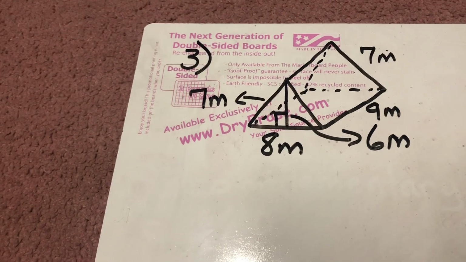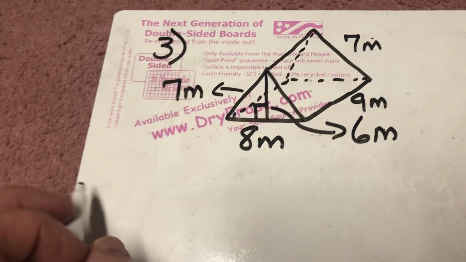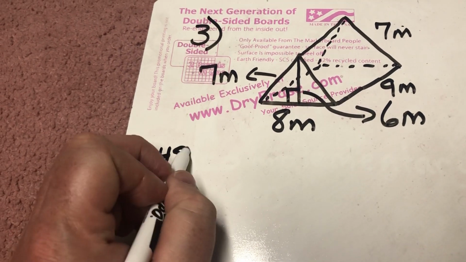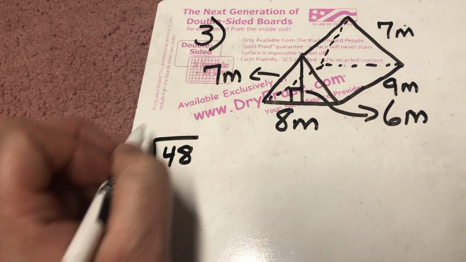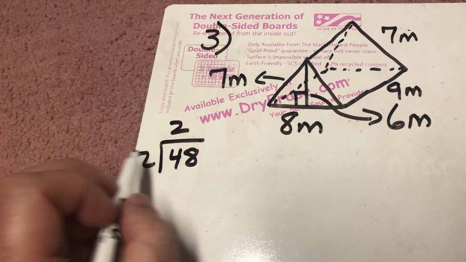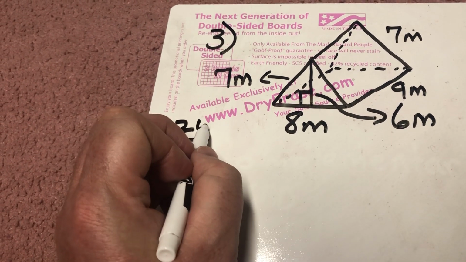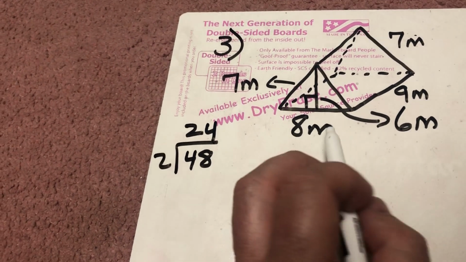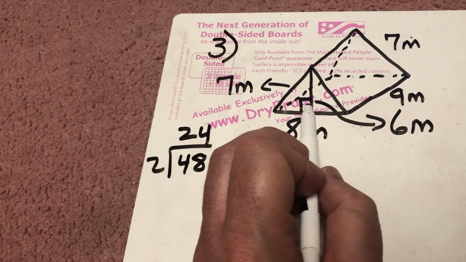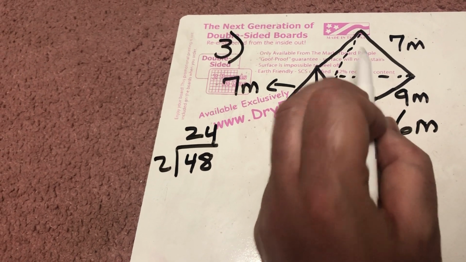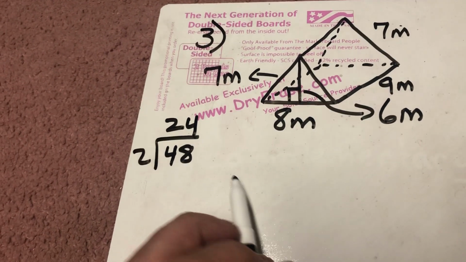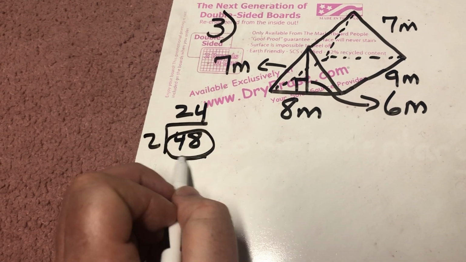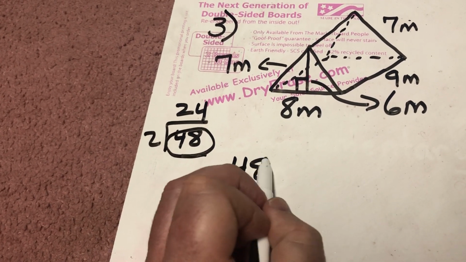8 times 6 is 48 divided by 2. If I take 48 and divide it by 2, that's not hard. 2 can go into 4 twice. There's none left over. 2 can go into 8 4 times. There's none left over. 48 divided by 2 is 24. So if the front triangle is 24, the back triangle is 24. Combined, that gets me back to my original number of 48.